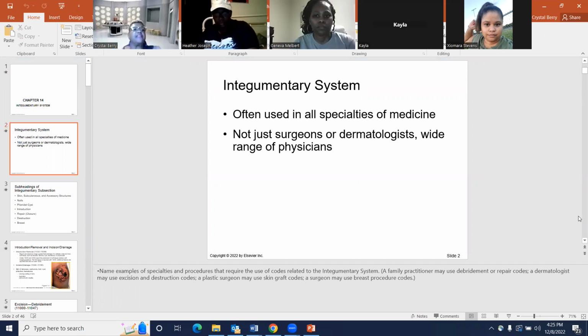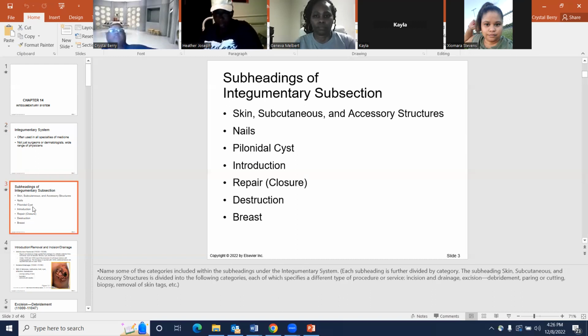And like the first slide states, it says integumentary system, often used in all specialties of medicine. So when you're looking at your assignment and you're reading your questions, the majority of the answers are in your PowerPoint slides. Not just surgeons or dermatologists, a wide range of physicians. Next, it states subheadings of integumentary subsection. What we just went over in the front, they tell you all of the subsections. That's one of your questions in your assignments.